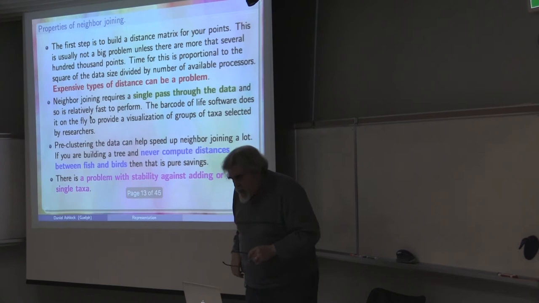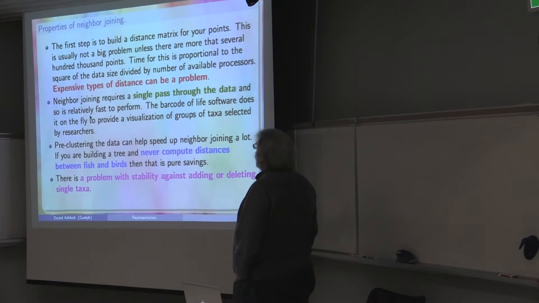So when you do that, you go get a distance matrix for your points. Usually not a big problem unless you have a lot of points, and it can be really problematic if the distance is expensive. People spend a lot of time learning to compute edit distance faster, because it's useful, but it's a little bit slow. So neighbor joining requires a single pass of the data: join, join, join, join, join, join, join, done.